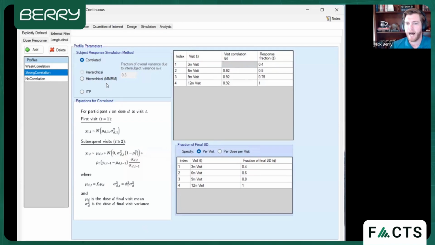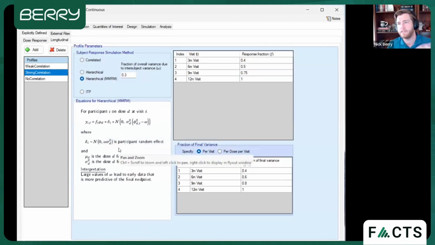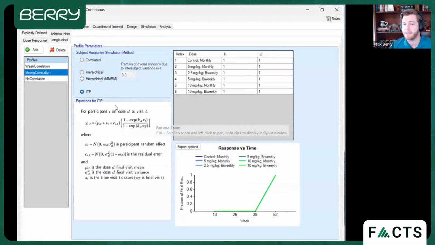You can think of hierarchical as creating a change up to the final response and then allowing jitter around that. Hierarchical MMRM is similar, just slightly different in how it moves the mean and the patient random effects around. And then ITP has its own parametric structure that allows you to get curves that sort of slope up at the end or slope up early or stay straight.